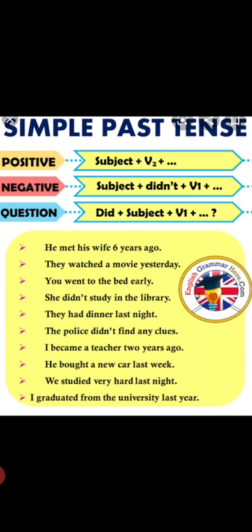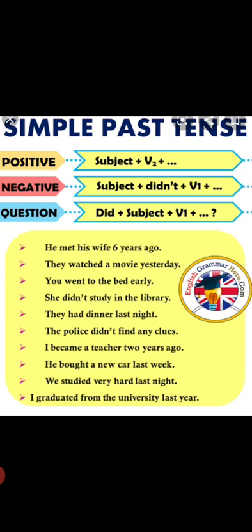Now, last is interrogative or question sentences. In these sentences, we use did. Again, we use did plus subject plus first form of the verb. For example, did Ria bake a cake?